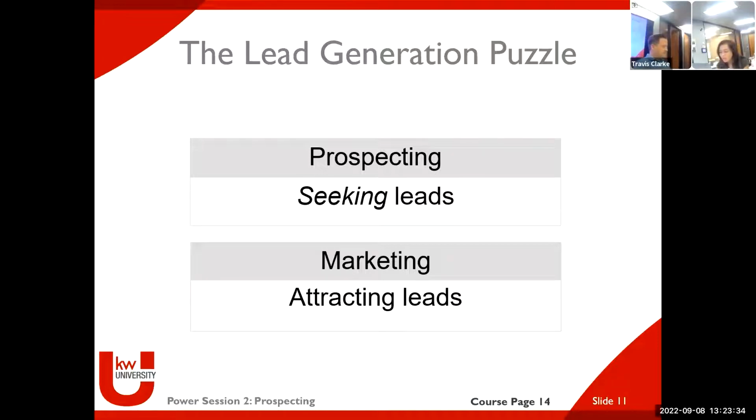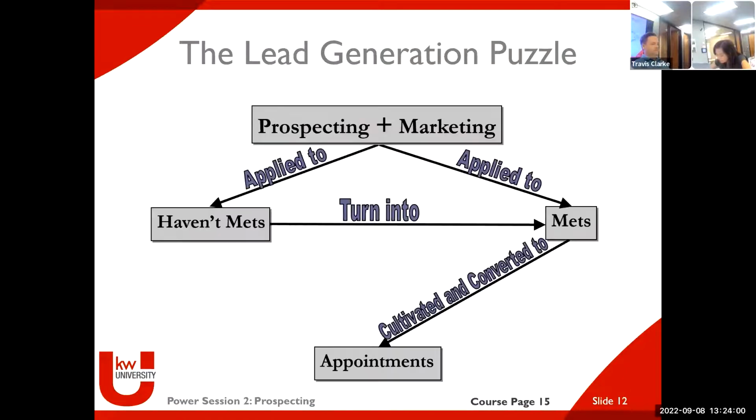We did talk about this just now. Prospecting is all activities that you engage in to find leads. Marketing is what drives leads to you. Marketing is driving leads to you. Prospecting is when you're seeking out leads. The most successful agents in this business do a combination of both. So you have to make sure you understand that.